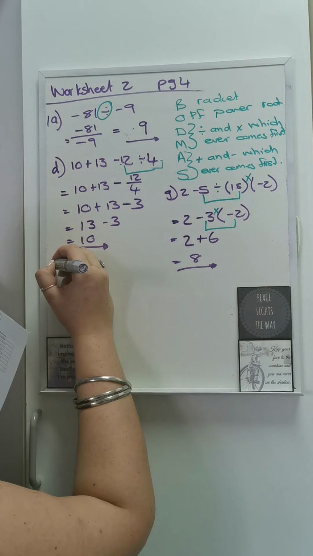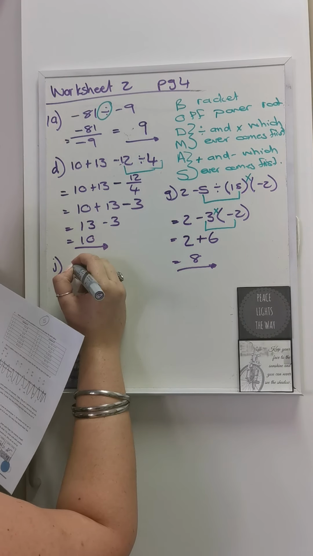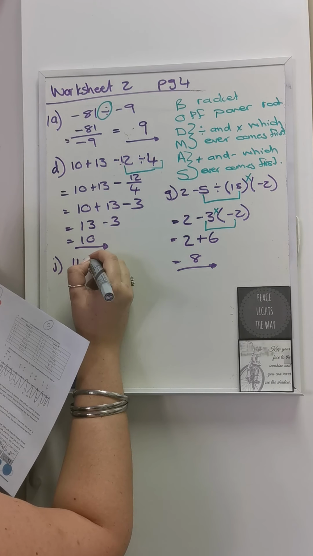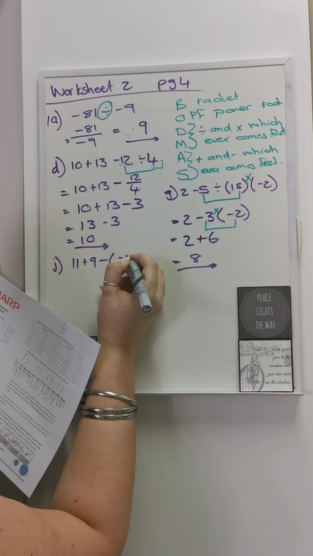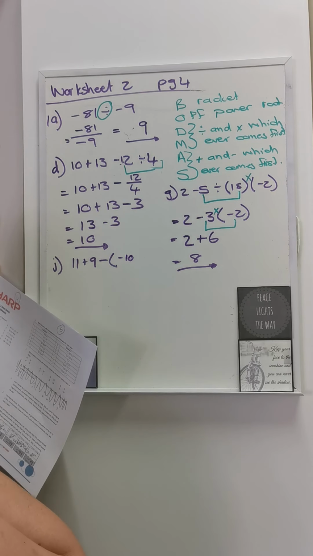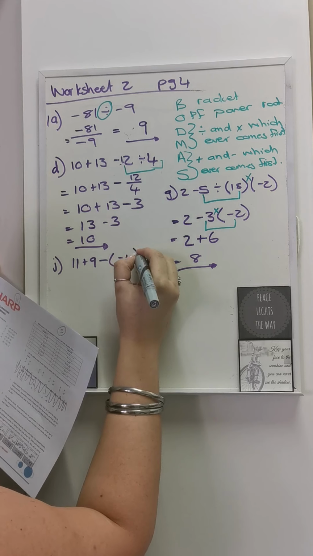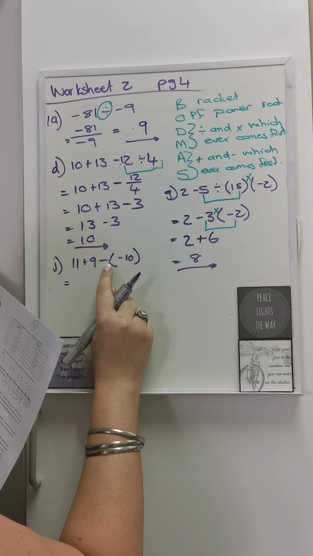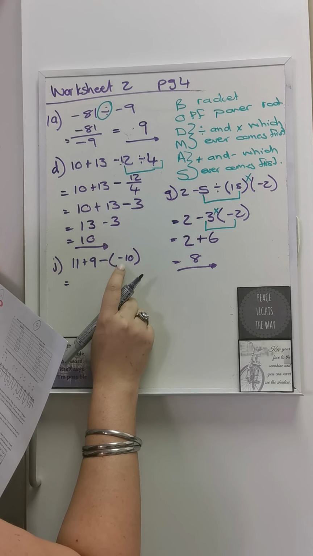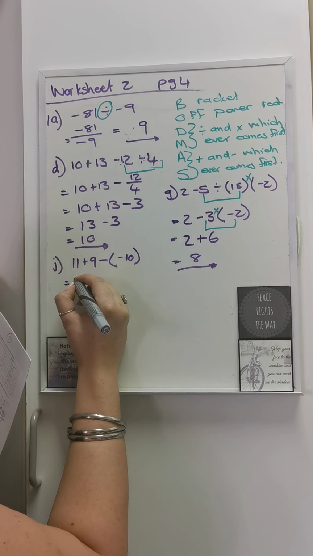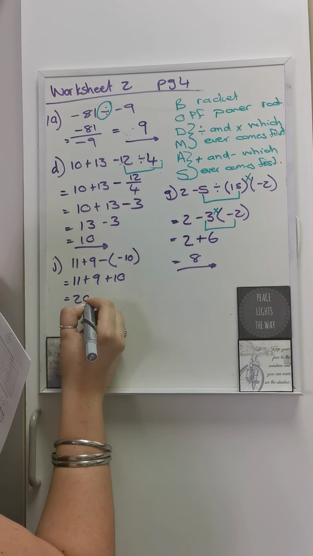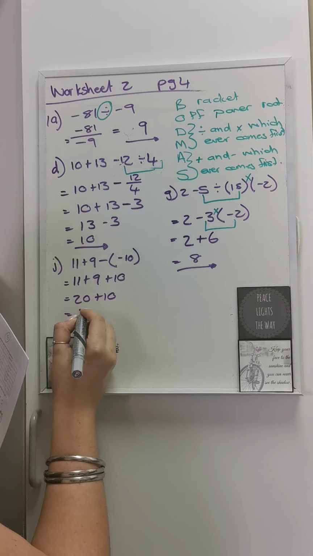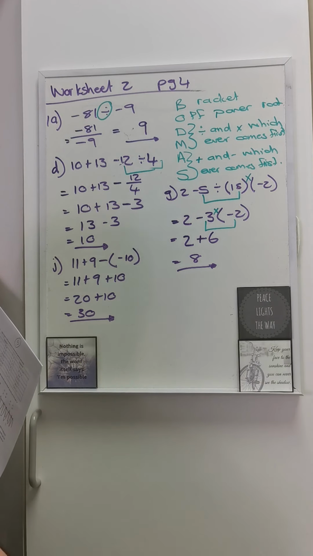Number J, 11 plus 9 minus negative 10. There's my brackets first. A negative times a negative is a positive, so 11 plus 9 plus 10 gives me 20 plus 10, which gives me 30.